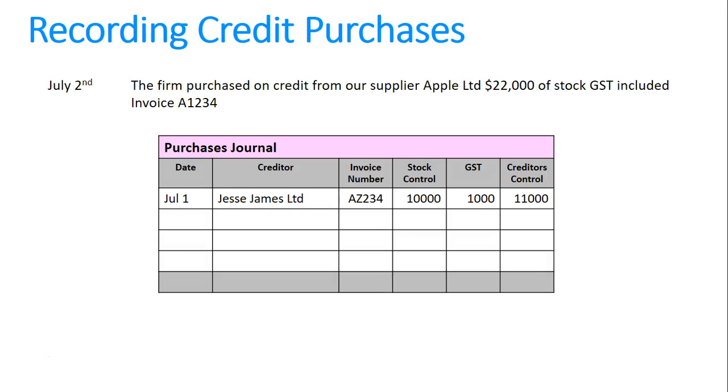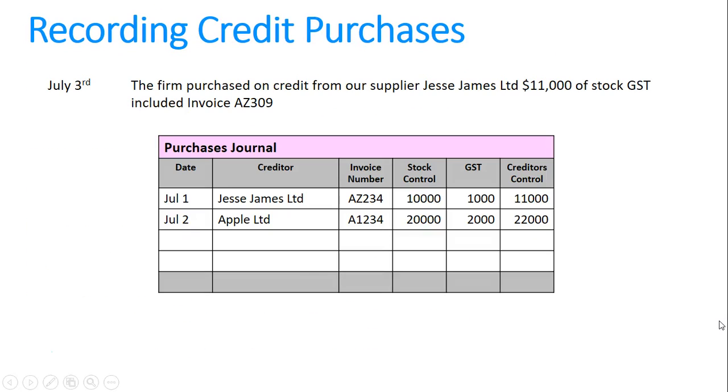Next one, July the 2nd, the firm purchased on credit from Apple Limited $22,000 of stock. That includes GST, and we've got the invoice number there, so I'll put the date, the name of the creditor and the invoice number. With this one, we've got $20,000 in stock and $2,000 GST, and that's because we want to get $22,000 as a total, because we're told that's what it is including GST. So we've taken GST out of that by dividing by 11, and that gives us the stock control figure there.